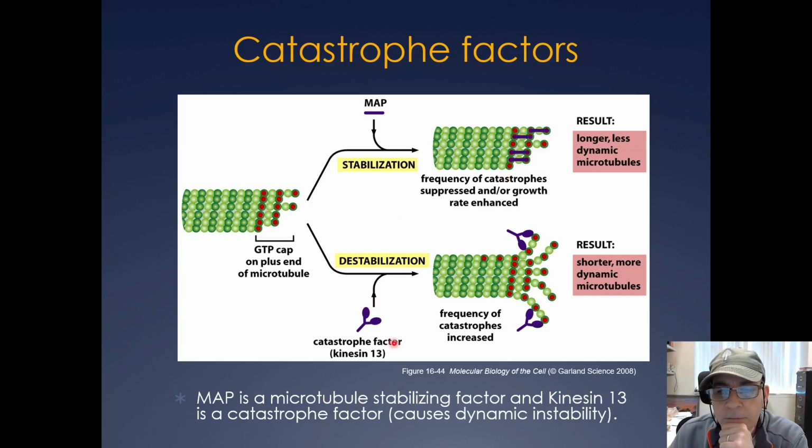But you can also have catastrophe factors like this motor protein, kinesin 13, which can help pull the microtubules apart and increase the rate of dynamic instability. And kinesin 13 comes into play during the cell cycle when the microtubules are out searching for the centrosome or the centromere on chromosomes, because it wants to find those. And so basically the catastrophe factor, kinesin 13, helps increase catastrophe events in the cell.